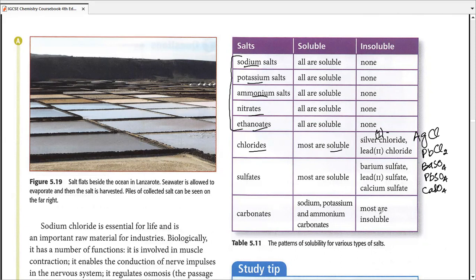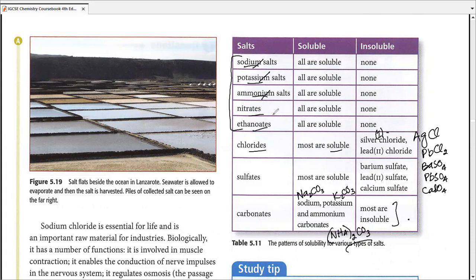Carbonates, most are insoluble. Only 3 are soluble, which is sodium carbonate, Na2CO3, potassium carbonate, K2CO3, and ammonium carbonate, the formula for which is (NH4)2CO3. So these are the only ones that are soluble. Why? Because sodium, potassium, and ammonium salts are soluble. Most are insoluble in this case. So it's pretty easy to remember.